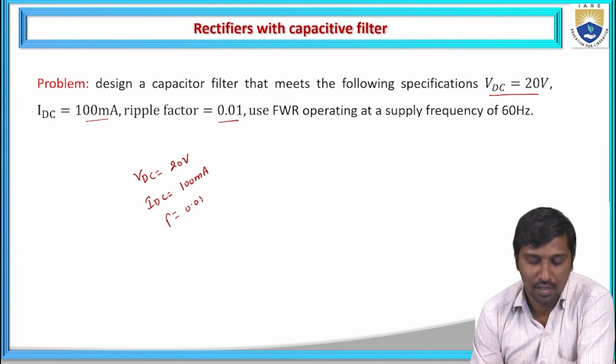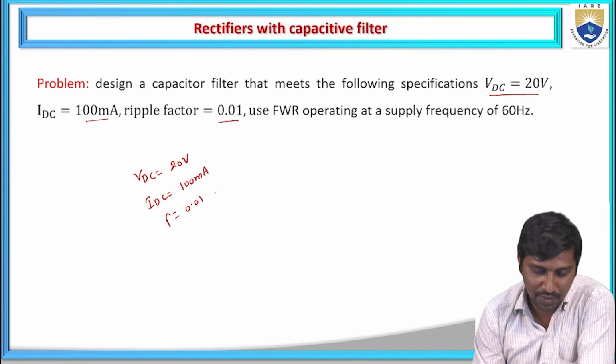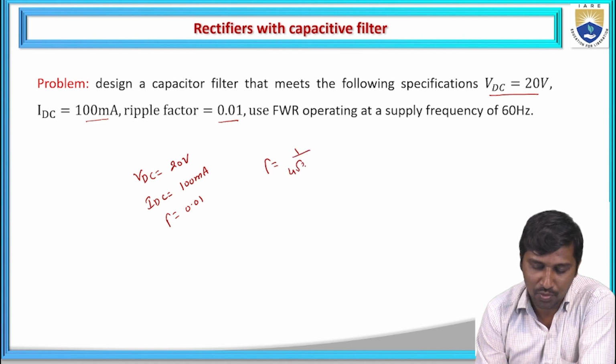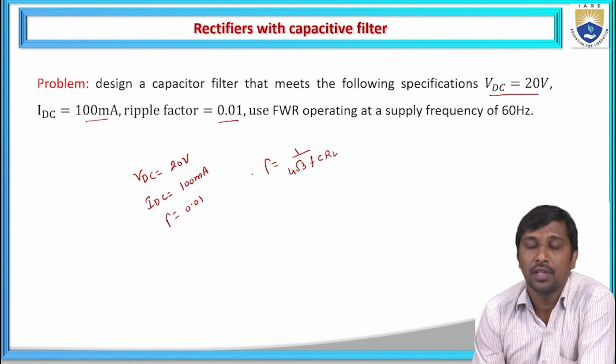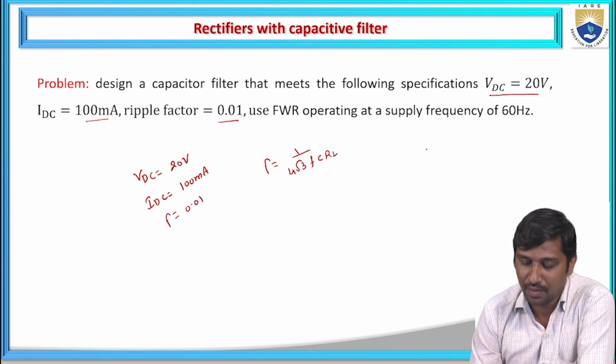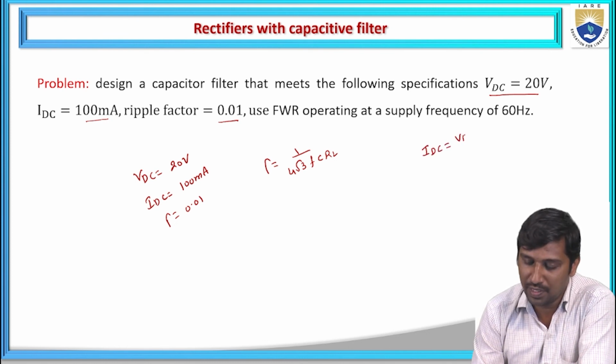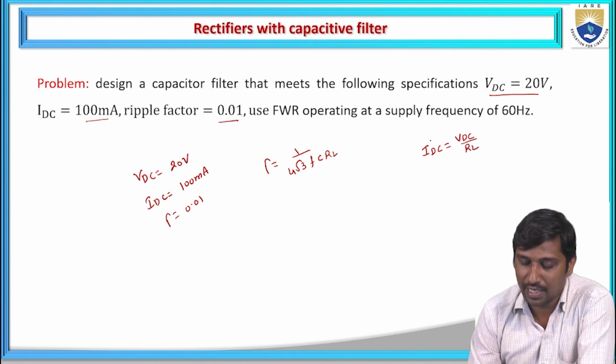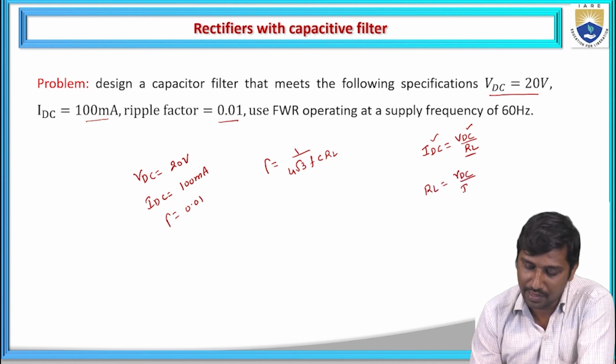First we need to calculate the ripple factor, which is represented as 1 by 4 root 3 into F into C into RL. Now we know one more relation: IDC is equal to VDC by RL. In the given case, they gave the IDC value as well as the VDC value. So first we need to calculate RL, which is equal to VDC by IDC.